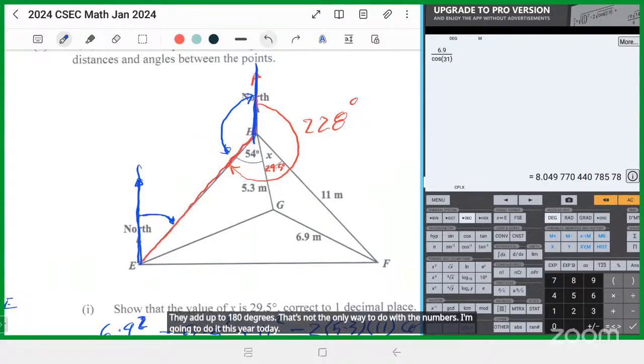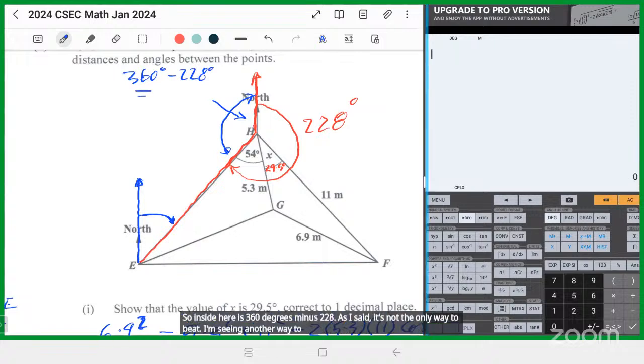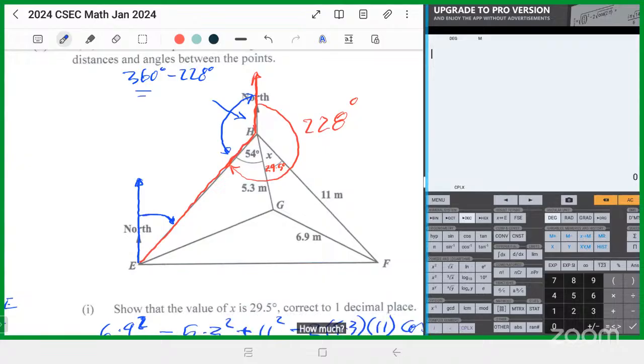The question is, what is this angle in here? This angle in here is 360 minus this. But the total angle around here would have been 360. We know up to here is 228. So inside here is 360 degrees minus 228. As I said, this is not the only way to do it. I'm seeing another way to do it right now. How much? That's 132. So this is 132 degrees.